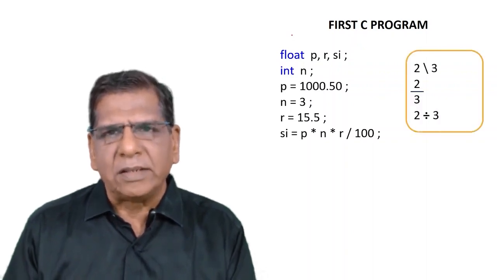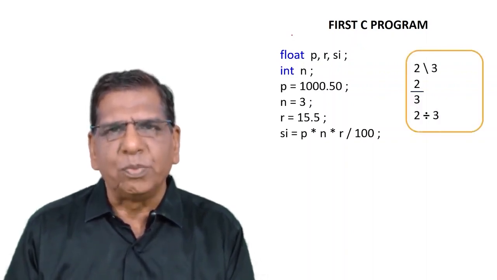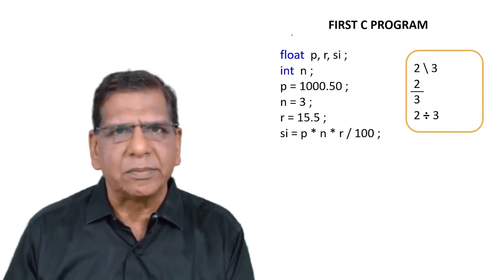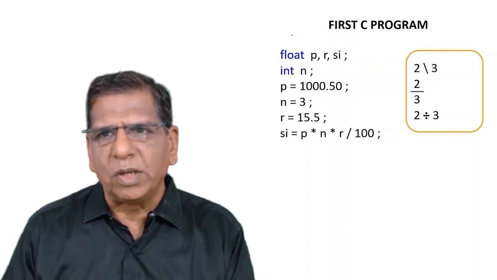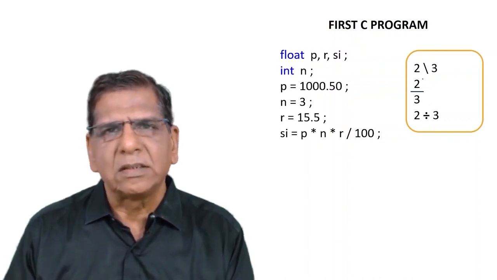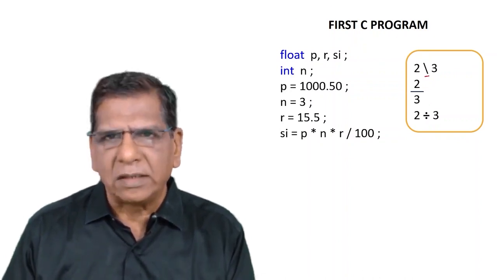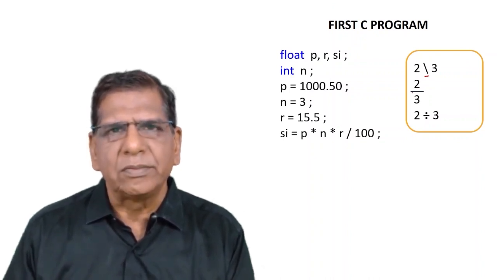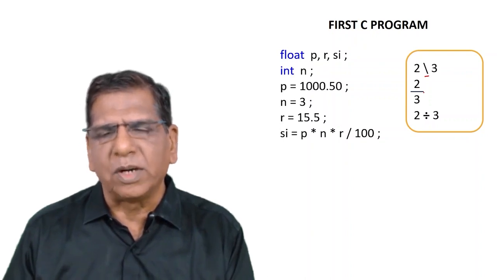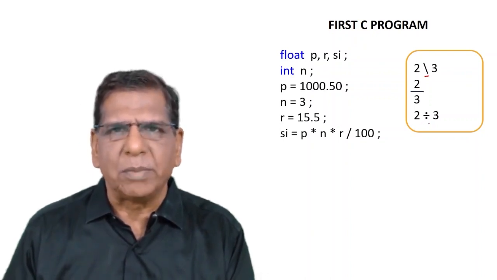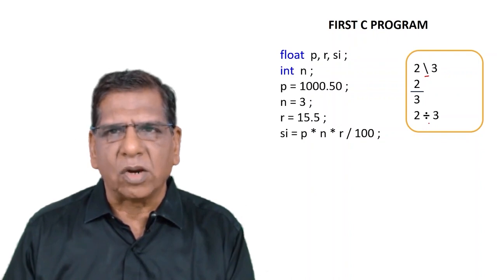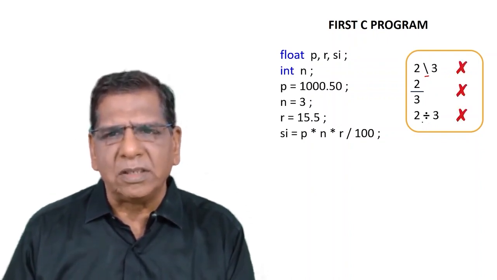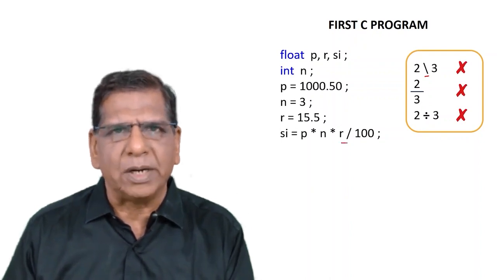Do realize that when I say SI equal to P into N into R slash 100, that slash, try to make use of a backslash. That doesn't work. Don't try to set 2 upon 3. Don't use this symbol for a division to indicate 2 divided by 3. So all these three are wrong. The only way we can carry out division in C programming is using the slash operator.